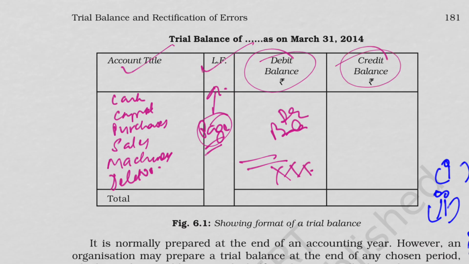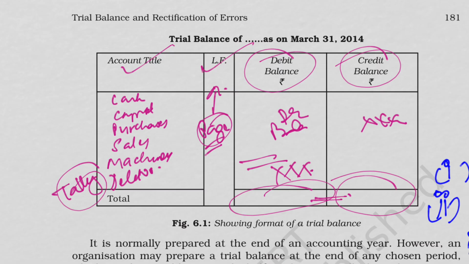If the account has a credit balance, then the amount will be written in this column. So then at the end of the trial balance, the total of the debit column and the total of the credit column are calculated. If both the totals are equal, then the trial balance is said to tally or agree. Now let us see when the trial balance is prepared.